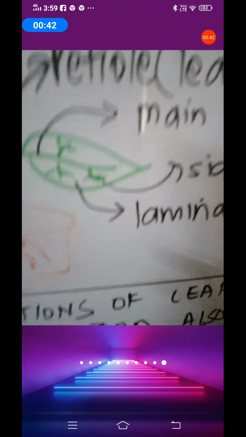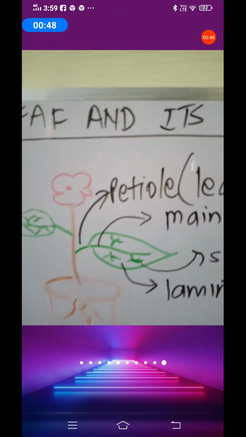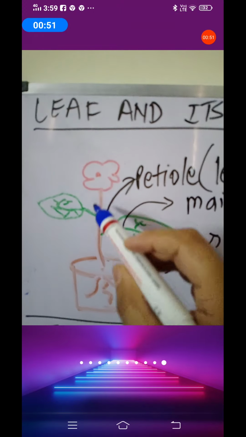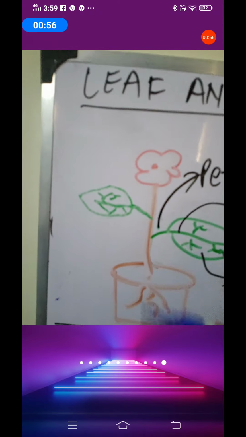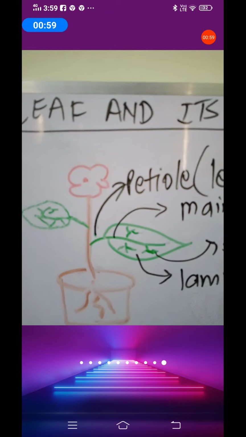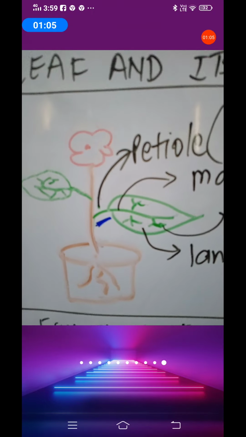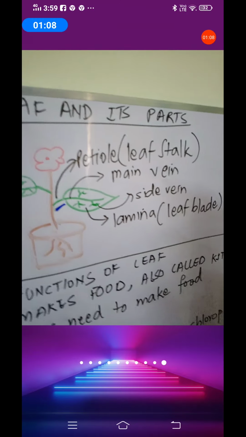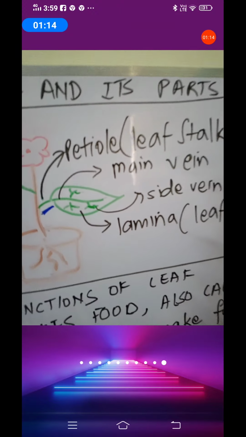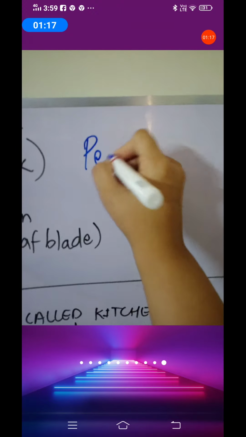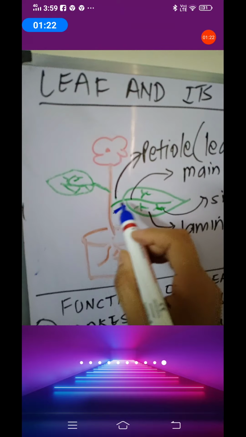So let's see now. Let's just take a blue marker. You see this is the stem of the plant, and here is where the leaf is connected, right? From this point, I can break the leaf. If I pluck it, I can have the leaf in my hand. So this portion here is called the petiole. Focus on the pronunciation and try to remember the spelling. Petiole. So this portion is the petiole.